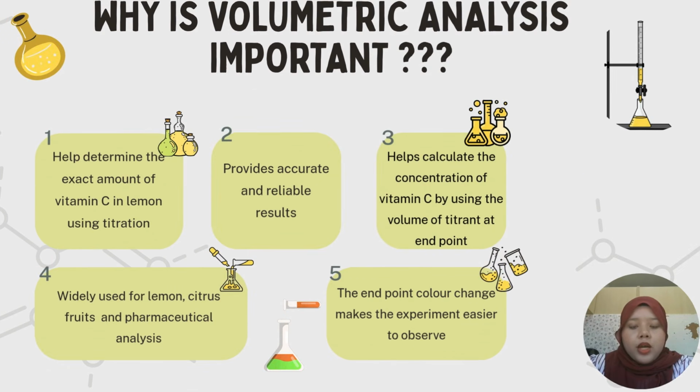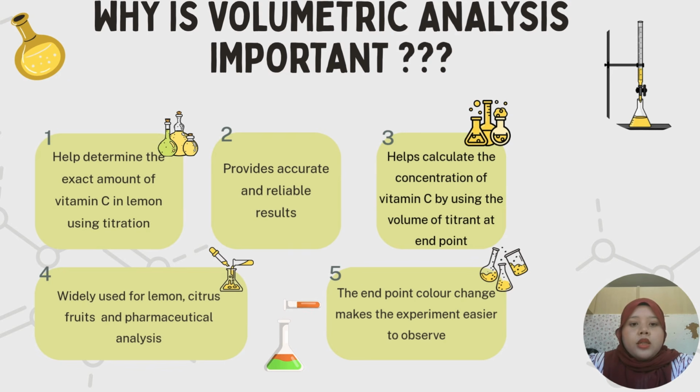Okay, so next I will explain why volumetric analysis is important in determining vitamin C in lemon juice. First, volumetric analysis helps determine the exact amount of vitamin C present in the lemon sample through the titration process. Second, it provides accurate and reliable results because the concentration is calculated based on measured volumes of solution. Third, volumetric analysis helps calculate the concentration of vitamin C by using the volume of iodine solution required to reach the endpoint of the titration.